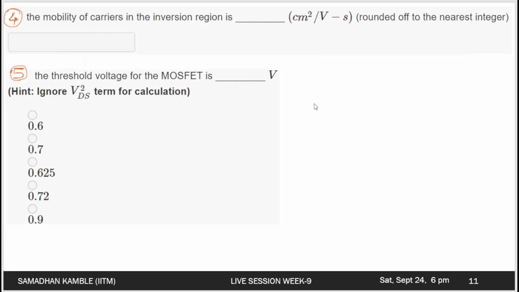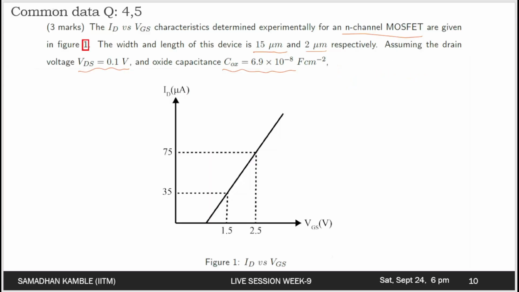So basically we want to find out the threshold voltage, Vt, and mobility, that is mu. If you look at the figure here, you can see that the ID values for two particular VGS are also given. For VGS 1.5 and 2.5, ID values of 35 microamps and 75 microamps respectively are also indicated in this figure.